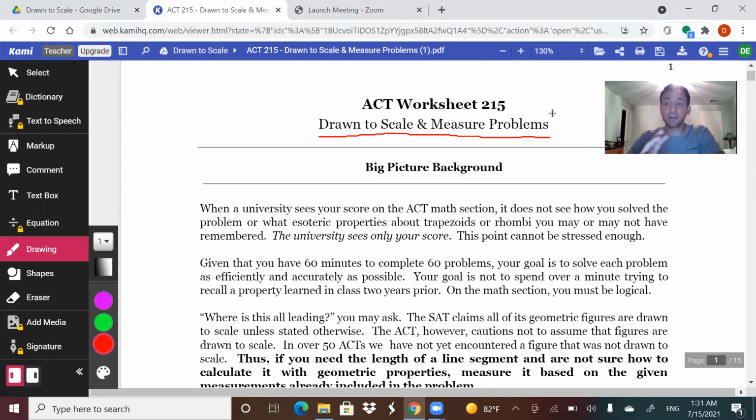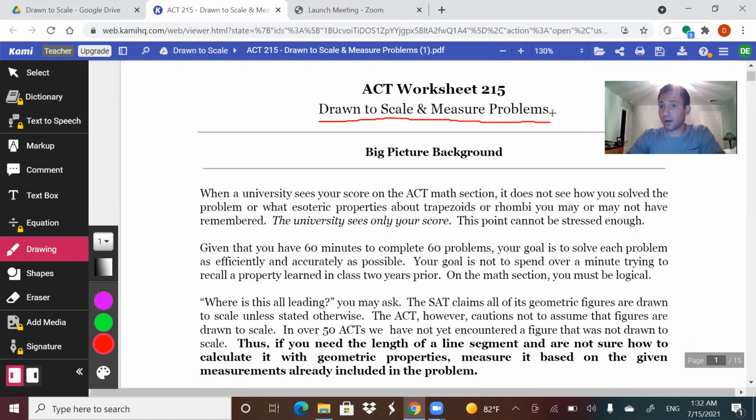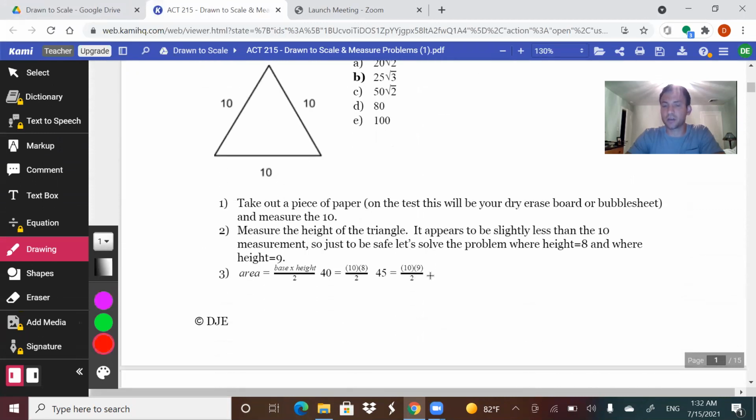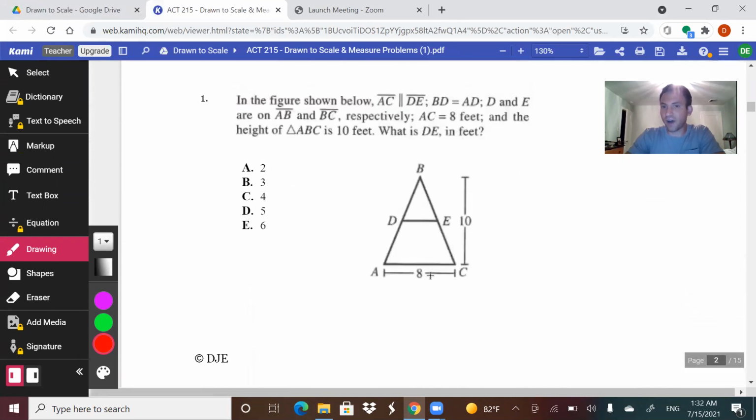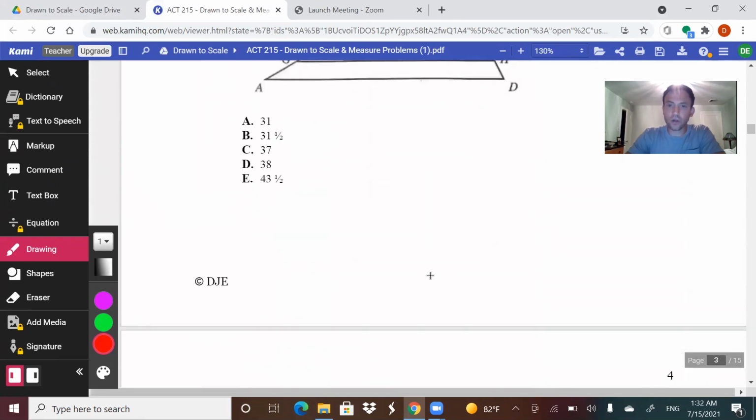The ACT says figures may not be drawn to scale. You can't assume. I've found, having done over 50 of these tests, that they're pretty much always drawn to scale. I've really never seen otherwise unless they specify. And I will say this, if you're stuck on a problem and you're really not sure what to do, you might as well assume that it's drawn to scale and see how far it gets you. At least get an educated guess rather than having 5 problems to select from. I'll show you exactly what I mean.